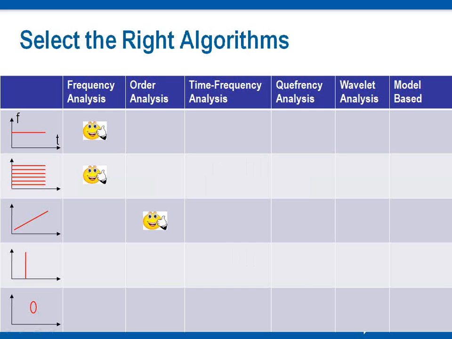Frequency analysis is inherently suitable for analyzing signals with narrow band or harmonic frequency components that do not change over time. Order analysis is suitable for analyzing time-varying signals that are dependent on RPM of rotational machines. We will present the fundamentals of other analysis algorithms and see where they fit.